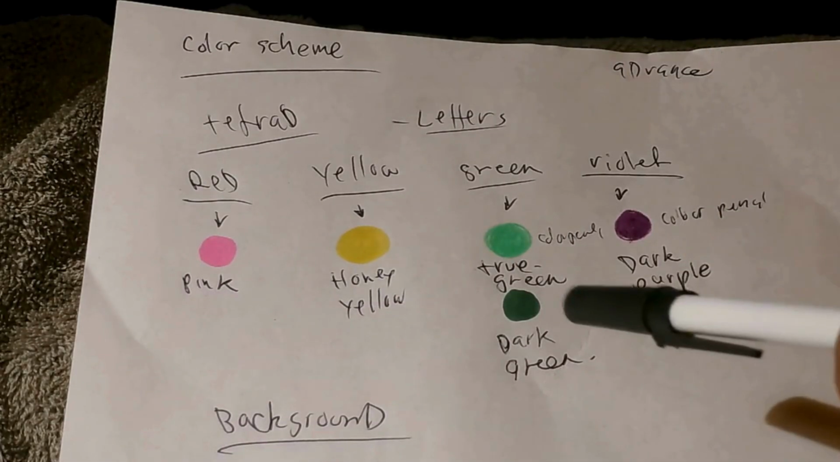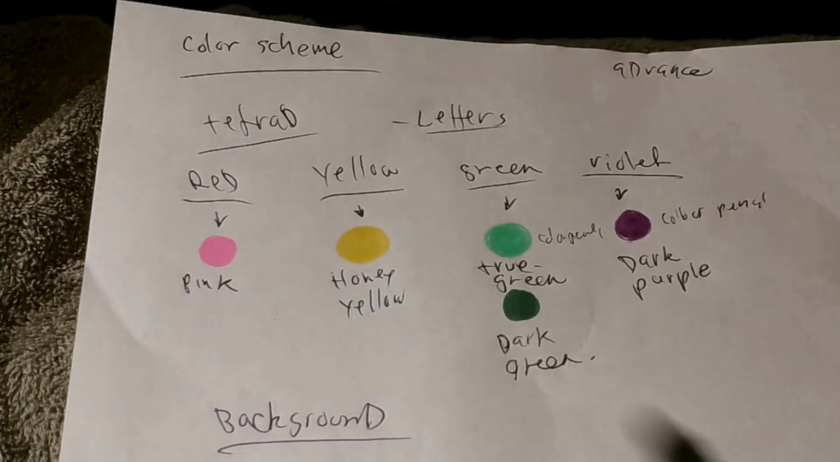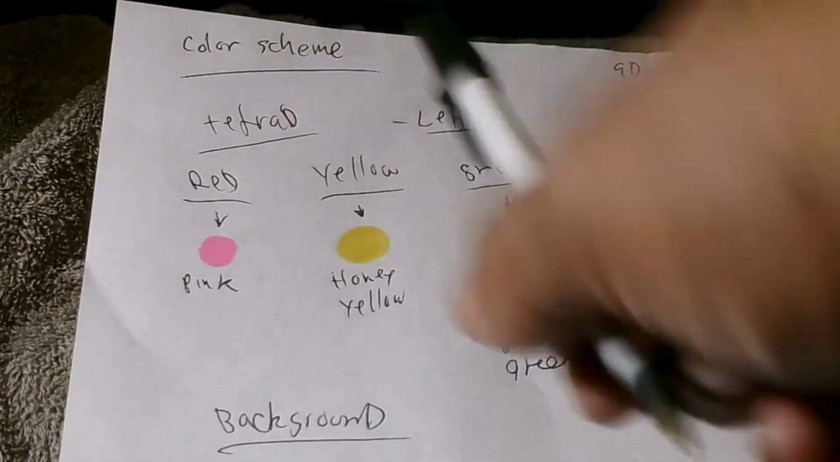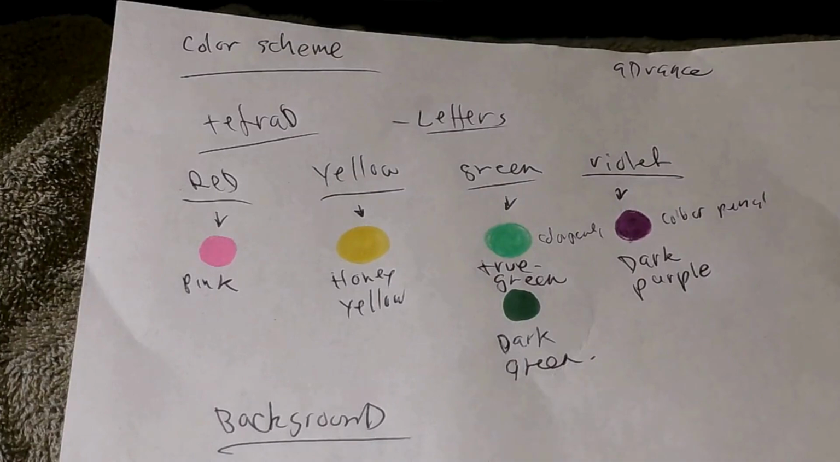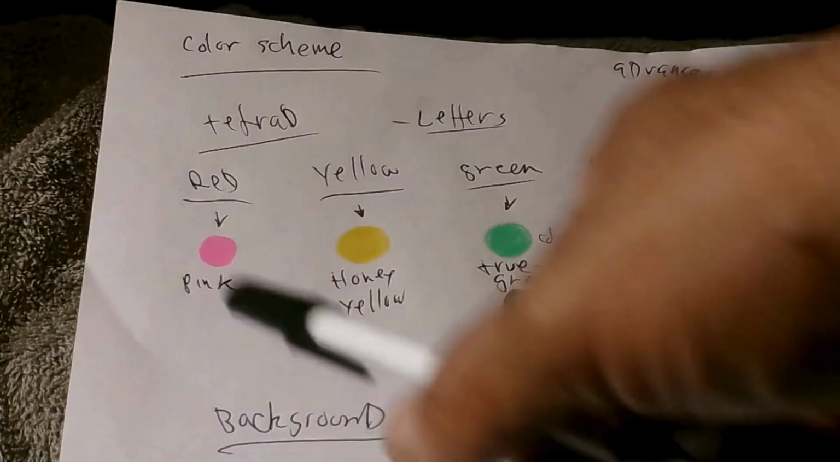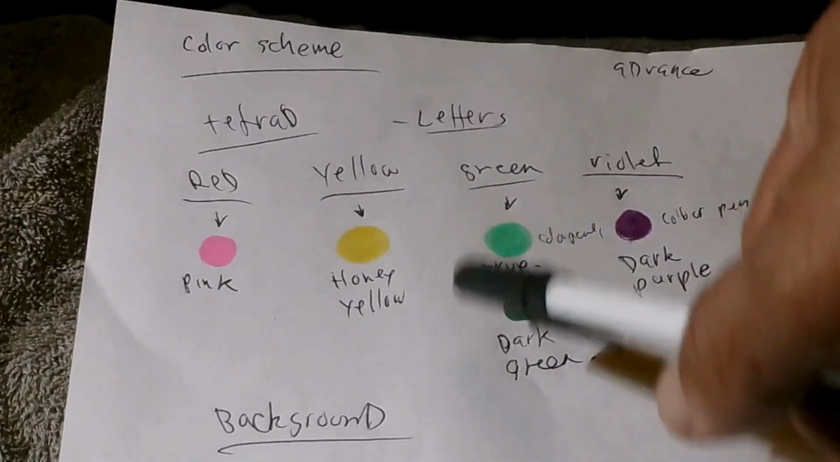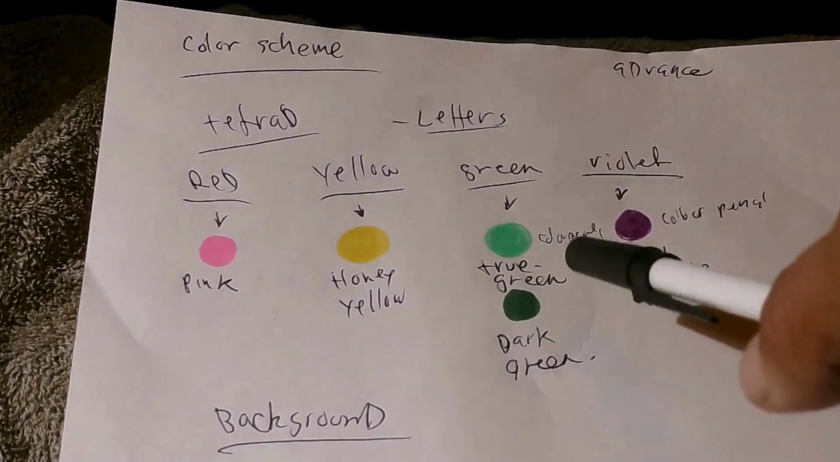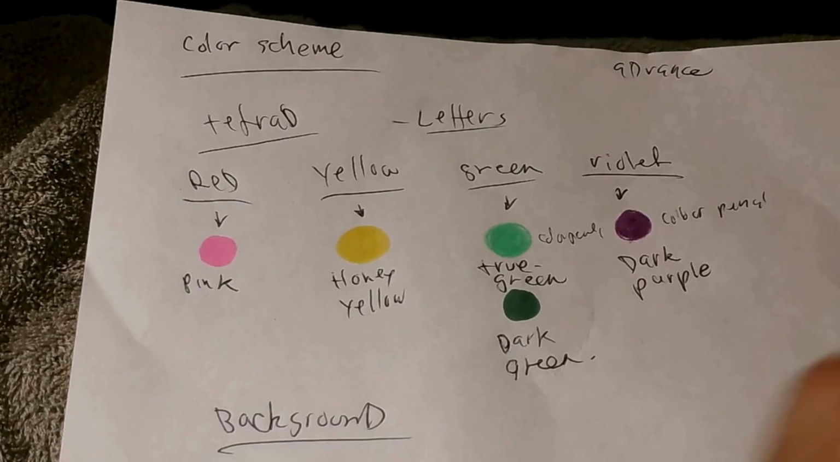This is for the lettering. So the tetrad color scheme I picked. So far I started looking for the red, so it's going to be red, yellow, green, and violet. To replace those colors, only within the same color family, it would be pink for the red side, honey yellow for the yellow side, true green and dark green for the green, and for violet it's going to be dark purple.